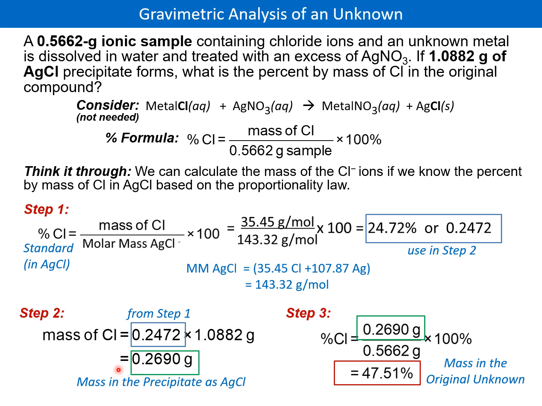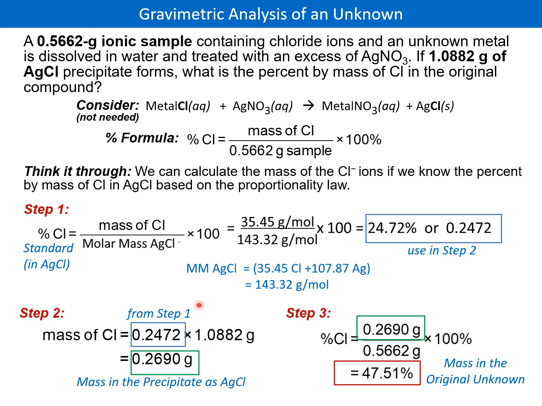So we could then use the decimal value of the chlorine times the mass of the silver chloride, and what we find is that 0.2690 grams of chlorine were in this particular sample. That 0.2690 gram of chlorine in this silver chloride sample came from the original ionic compound.